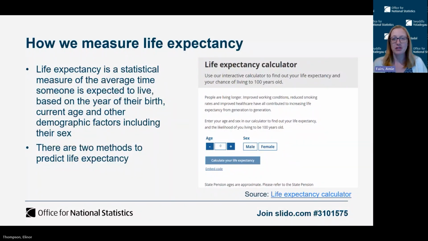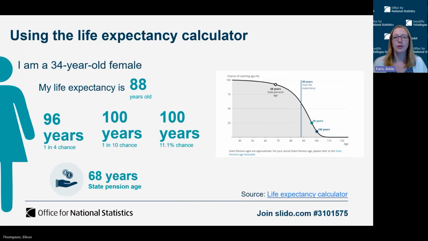But if we move on to using the life expectancy calculator, you can go here and type in your age and your sex, and it will tell you how long you'll live. So this is me. I'm 34 and I'm female. When I type this in and calculate my life expectancy, it tells me that my life expectancy is 88 years, so it's the expected average age that I may live to. I have a 1 in 4 chance of living until I'm 96, and about a 1 in 10 chance of living until I am 100.